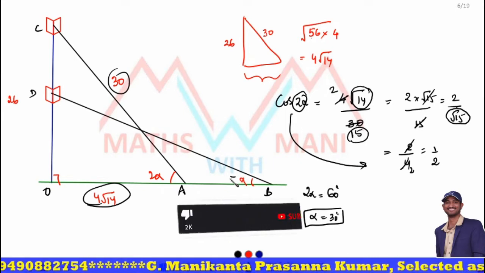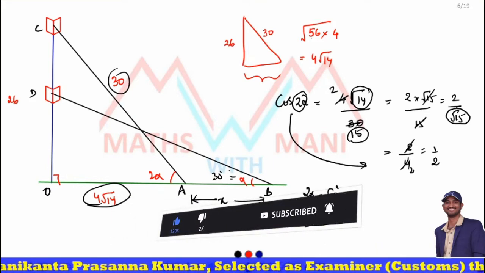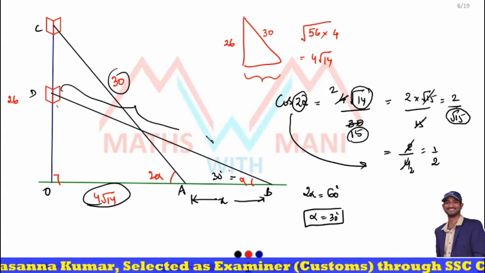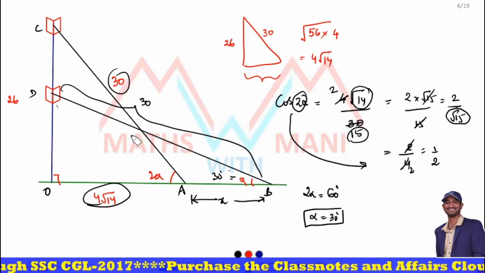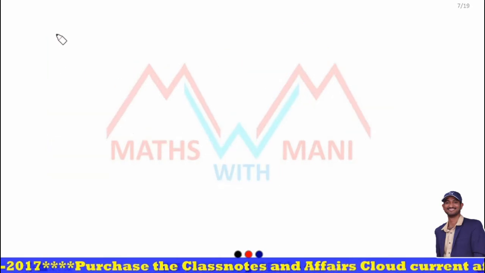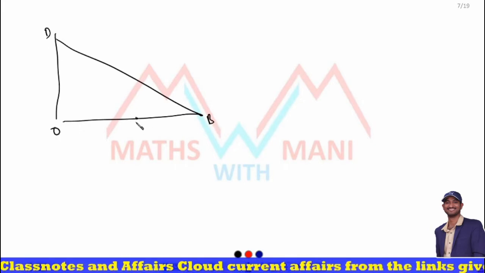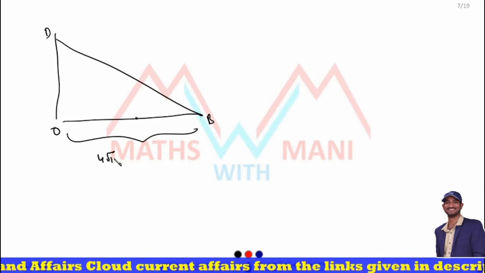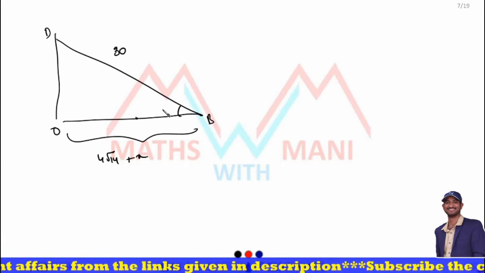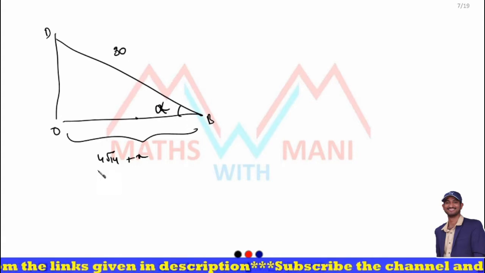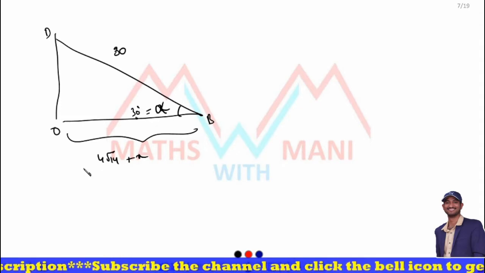If alpha is 30, and you have to find the AB length, suppose it is x. What is the length of BD? It is nothing but the length of the ladder, 30. Now I'll take this triangle ODB. O, D and B. What is the value of OB? 4 root 14 plus x. And what is the value of DB? It is 30, and the angle is alpha. And alpha is equal to how much? 30 degrees. 2 alpha is 60, so alpha is 30.